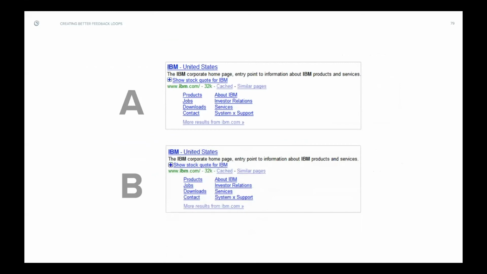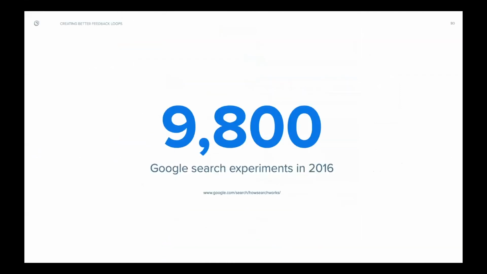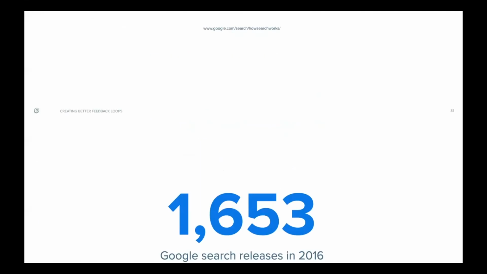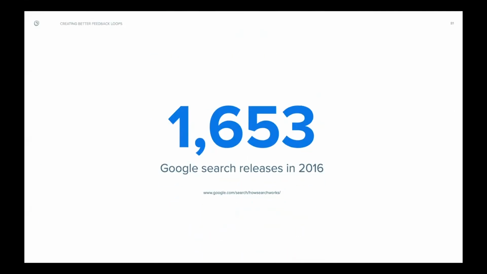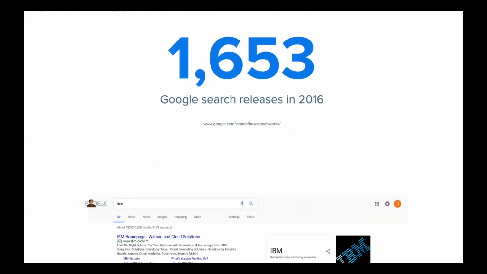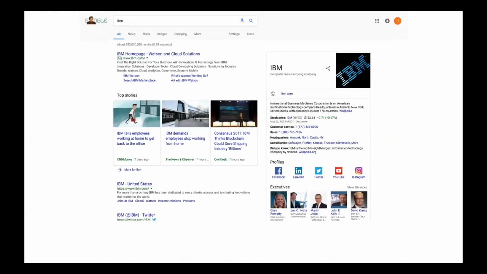These two examples are very similar, but there's actually the quintessential classic pixel pushing optimizations in play here. A and B look almost identical with one exception. That plus sign is larger. And Google ran around 9,800 search experiments in 2016 and around 1,600 releases based on the findings from that. So today, you might see something like this, where after all of those results and all of those feedback loops, you've actually seen this manifest in a much more robust search page when you type IBM than something else.